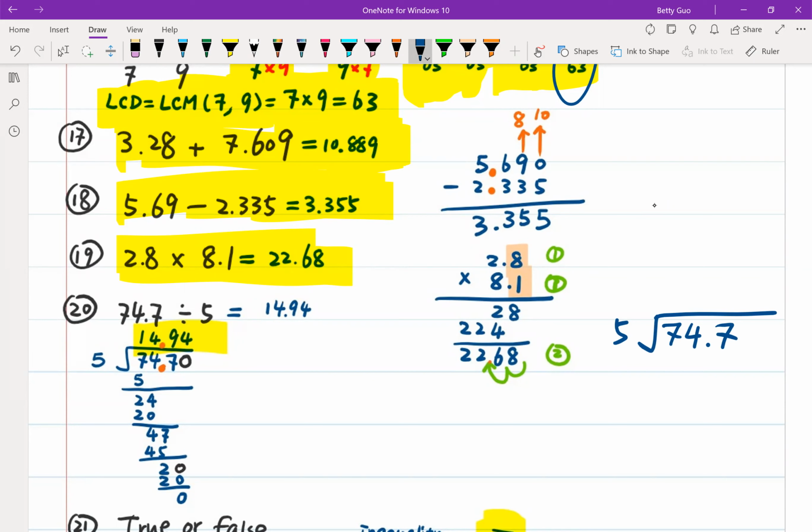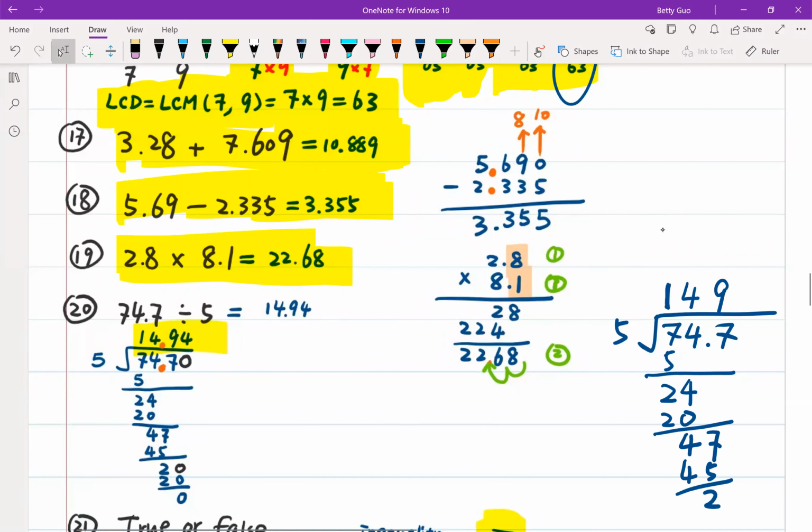5 goes into 7 one time. Remainder is 2. Bring down the next digit, 24. 5 goes into 24 how many times? 4 times. Remainder is 4. We bring down the next digit, 7. We have 47 right now. Let's see how many times 5 can go into 47? 9 times. Remainder is 2.